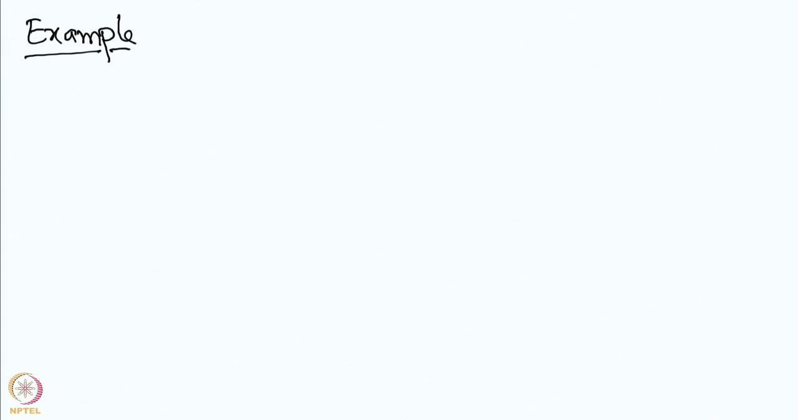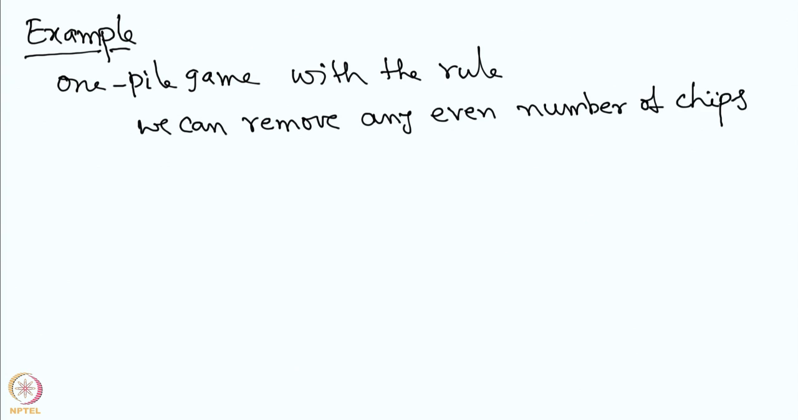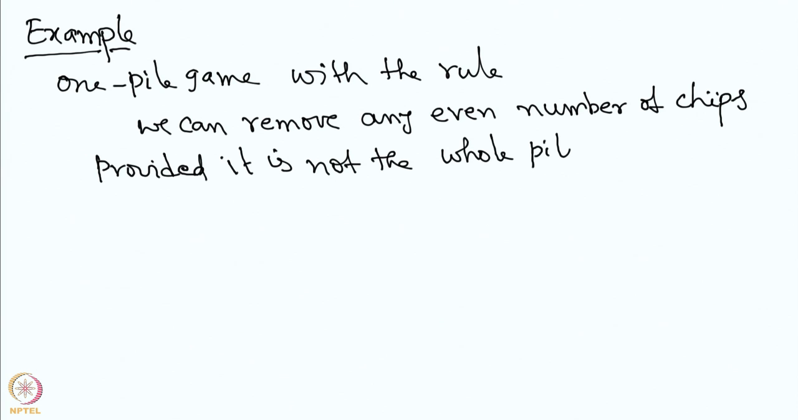So now let us look at one more example. In the previous session we have discussed one example. Now let us look at another example. So we consider one pile game with the rule: we can remove any even number of chips, provided it is not the whole pile. So I can remove any even number of chips, but I cannot remove the whole pile. That is important.